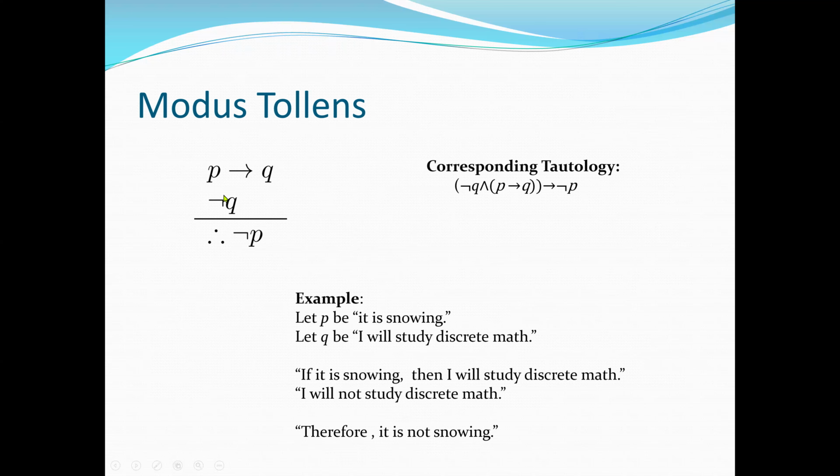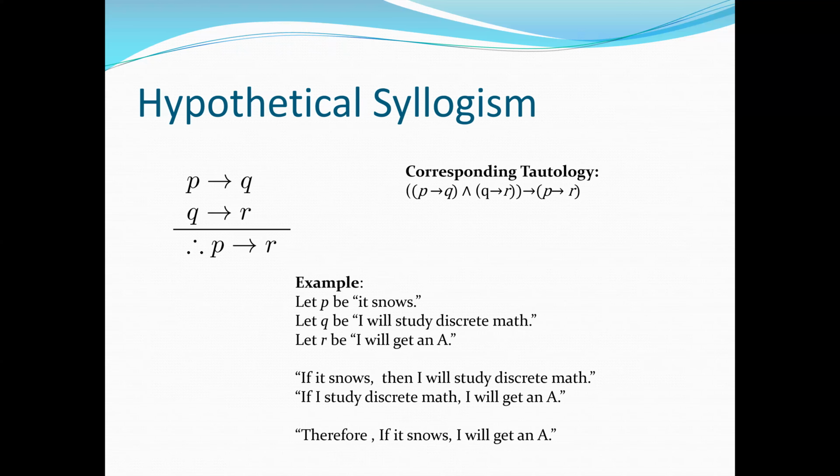So in this example we have here, P implies Q. If it's not Q, then it's not P. Because the condition here said that if it's snowing, I will study discrete mathematics. So I'm not studying discrete mathematics now. The reason why is because it's not snowing. So this is the whole concept of the rules of inference.